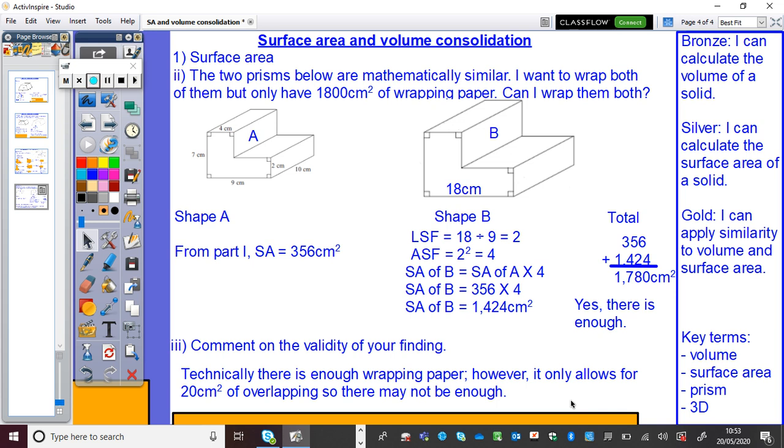Now we know when we're wrapping something, we need to overlap to cover it, so make sure it sticks together. I've only got 20 centimeters squared. That was just one reason, but it isn't the only reason. I could have also said cutting it out. If there was any wastage whatsoever of that paper, if that went over 20 centimeters squared, I wouldn't have enough. So the chances are I probably wouldn't have enough wrapping paper to wrap them both. Mathematically, yes, I could do it, but I'd have to cut them perfectly, and it'd have to be very, very minimal overlapping, if any. This would only be like a 1-mark question, but it's just something to think about.